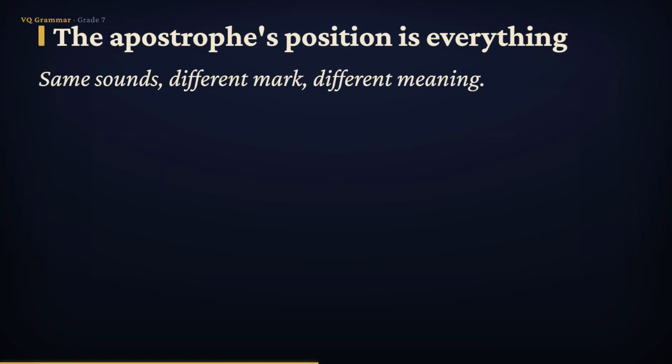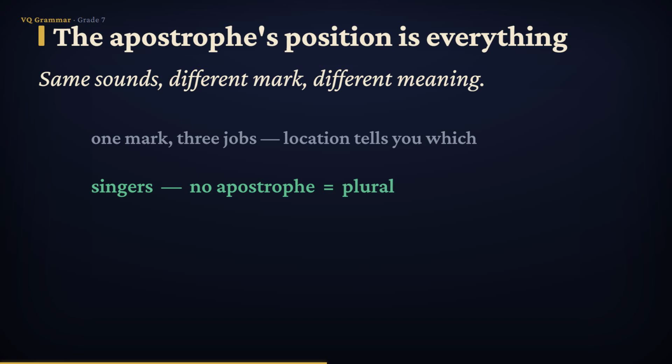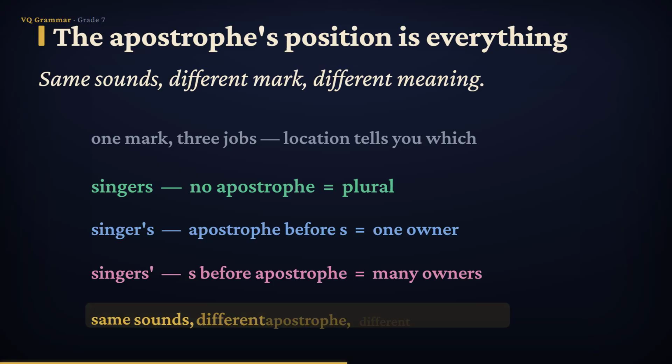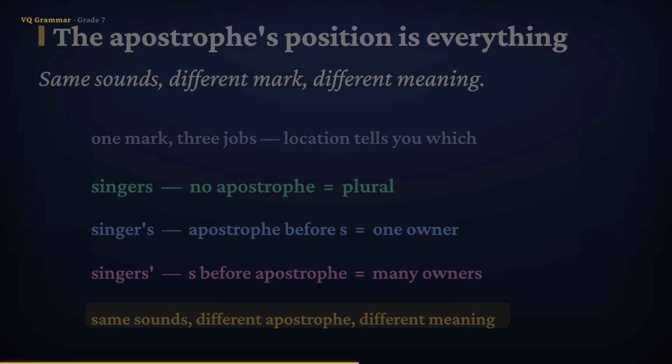Let's put them side by side one more time because the apostrophe's position is everything. Singers, with no apostrophe, is just a plural, a count. Singer's, with the apostrophe before the S, means one owner. Singers', with the S before the apostrophe, means many owners. Same sounds, different apostrophe, completely different meaning. Train your eye to spot exactly where that little mark lands.